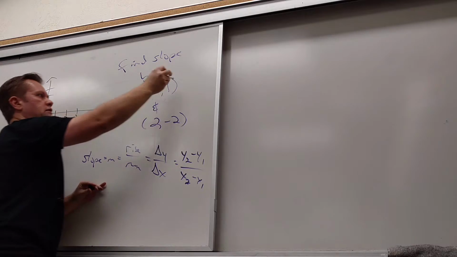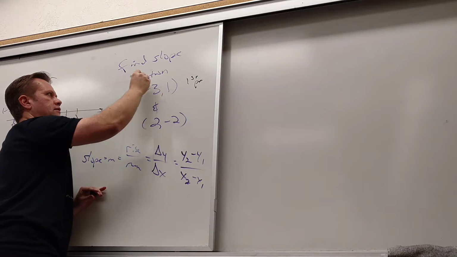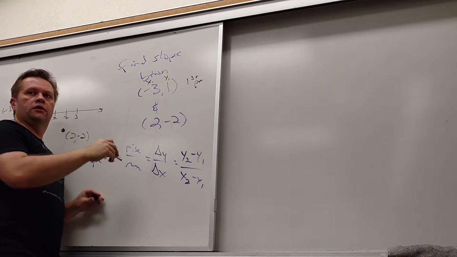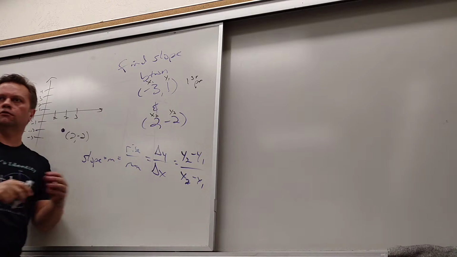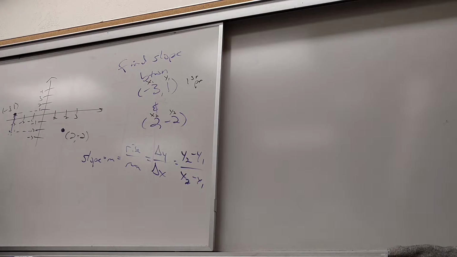If I say this is the first point, I can say this is x1 and y1. So this is x2 and y2. These little subscripts aren't powers, you don't square them. They're just labels. The 1's are for the first point, the 2's are for the second point.